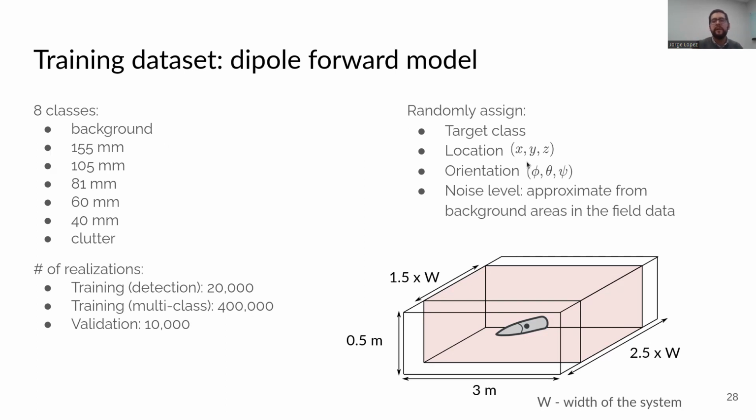The location of the object is below the footprint of the system. We consider this box and randomly place the UXO within that box. We also change the orientation of the UXO, so it can be horizontal, vertical, or any other orientation. And the noise level, for the second multi-class classification, is directly estimated from the field data.